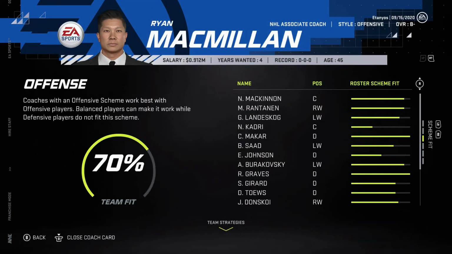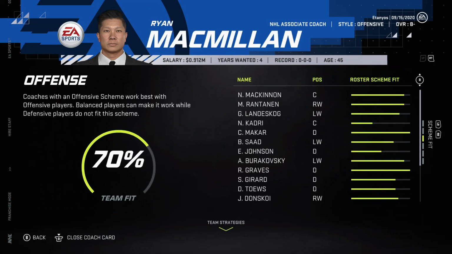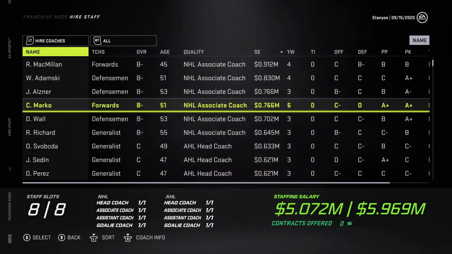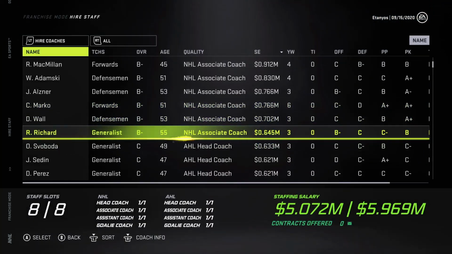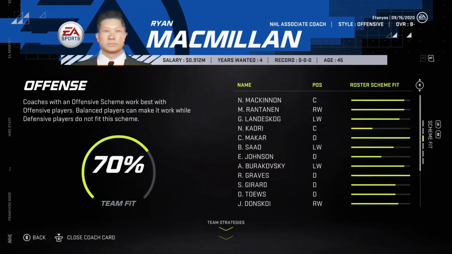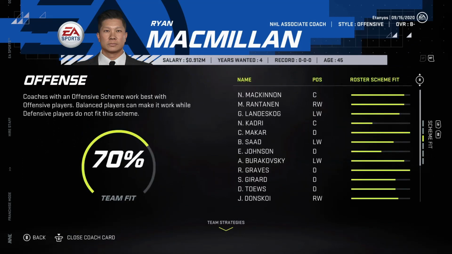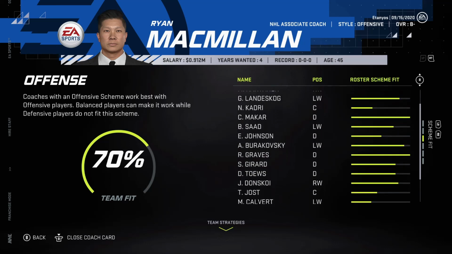But when I look at this current available coach, Ryan McMillan, he looks a lot better to me, honestly, just with the system setup he has going there. Because McMillan is a 70% fit. I look at the roles. Defensive pairing 1 at least is going to be a pinch and cycle, and the forward line 1 is going to be a great fit. By the looks of it, Kadri might have to move down and Jost might have to move up, which I'm totally okay with.